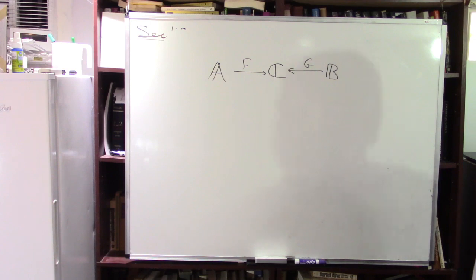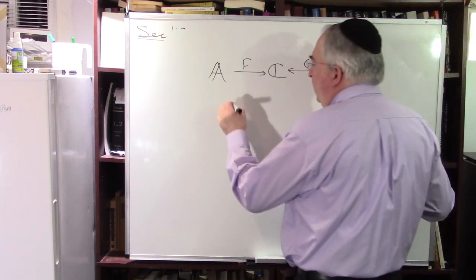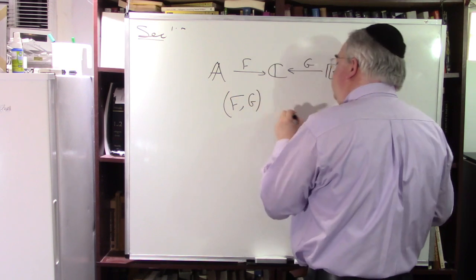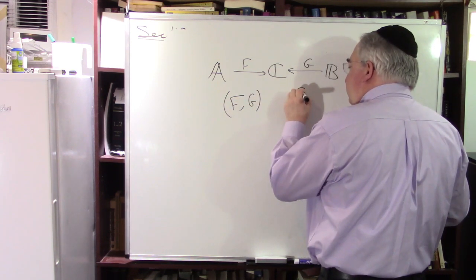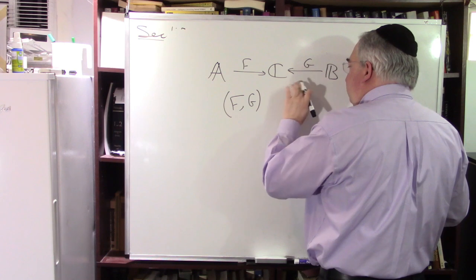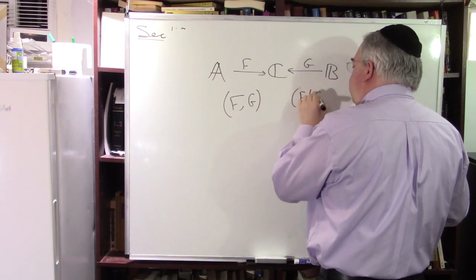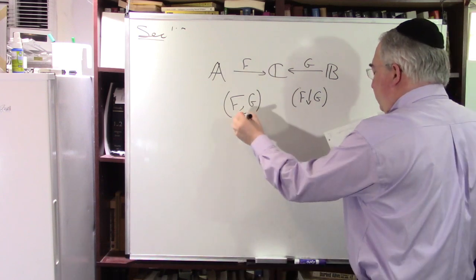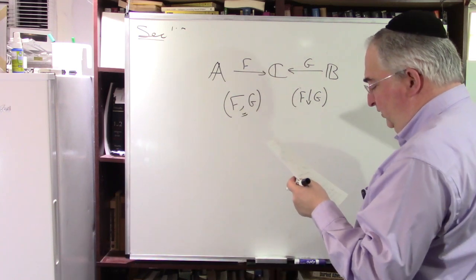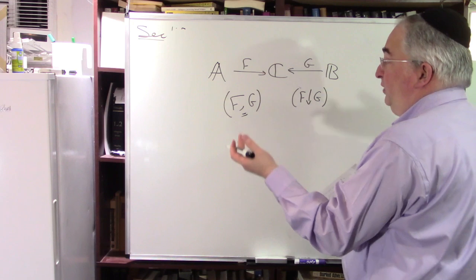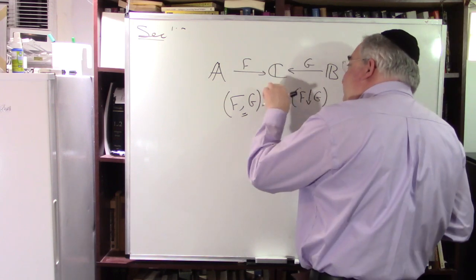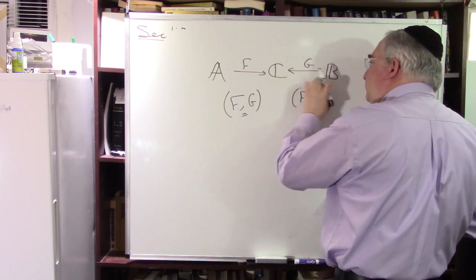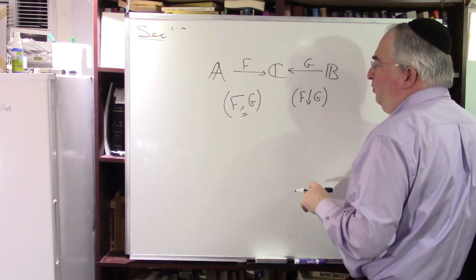Let me tell you what the comma category is. First of all, the comma category is written like this: F, comma, G. It's also written like this: F, down arrow, G. We're going to write it like that. Now let me tell you what these things are. Basically, there are going to be morphisms in here. This is pointing here, this is pointing here.